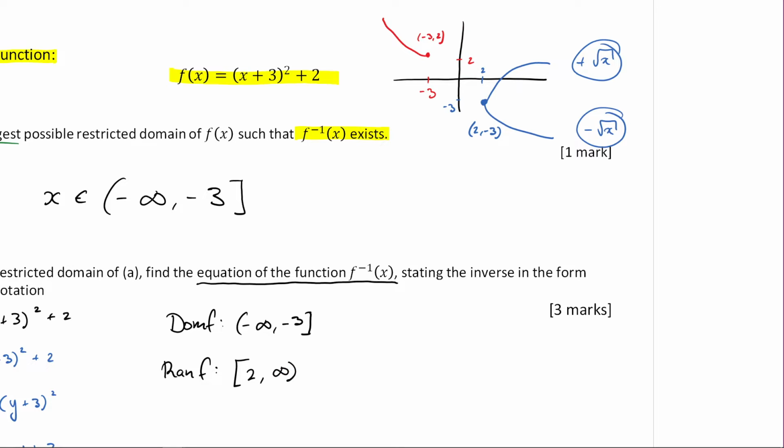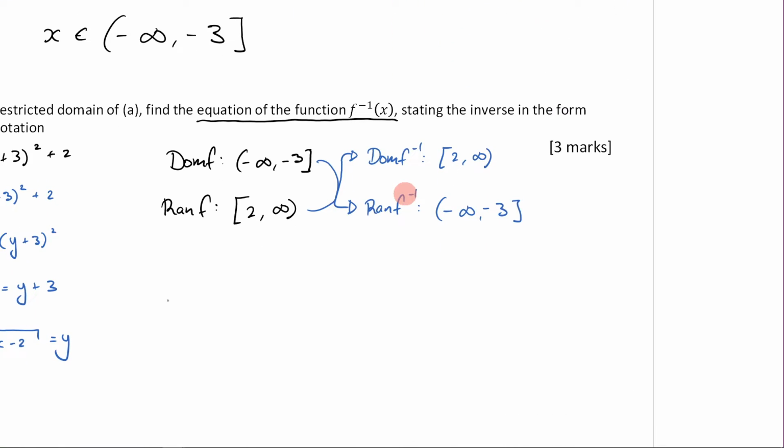And now from that, we can figure out what the domain of the inverse will be and the range of the inverse. The domain of the inverse is simply going to be the range of the function, so it's going to be from 2 to infinity. And the range of the inverse will simply be the domain of the function, so it will be negative infinity to negative 3 inclusive. Take note, the range is from negative infinity and it stops at negative 3, meaning I'm just considering the bottom part of the graph here.